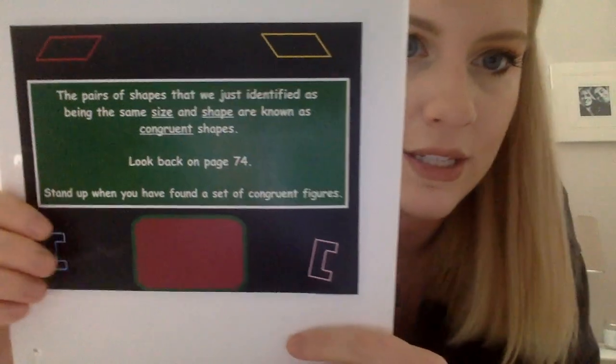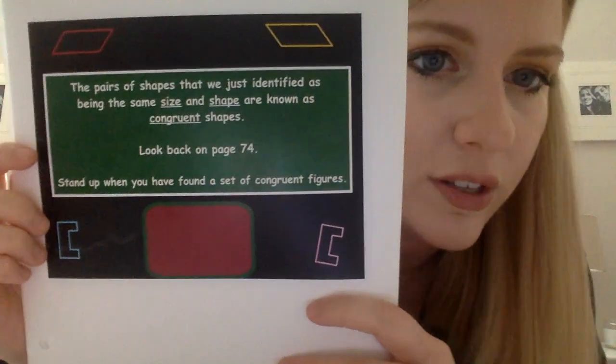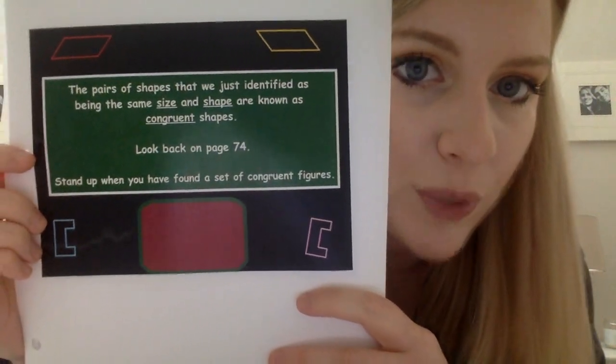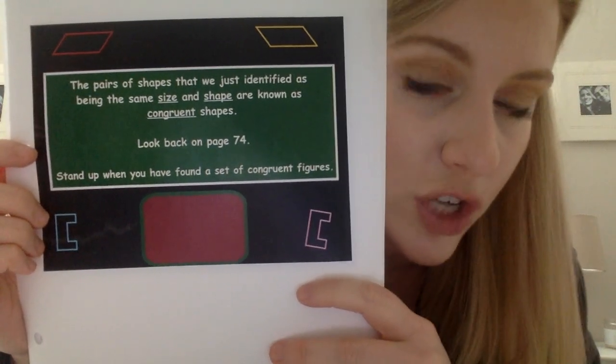All right, so here's our definition of congruency. And ignore the look back on page 74 because we don't have our textbooks currently. The pairs of shapes that we just identified as being the same size and shape are known as congruent shapes.